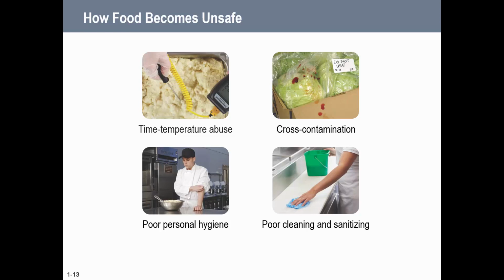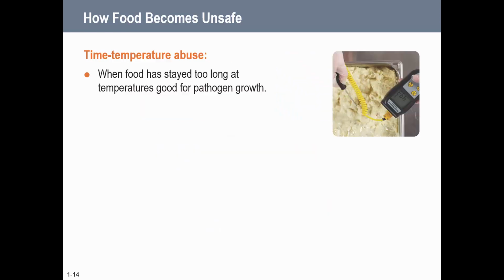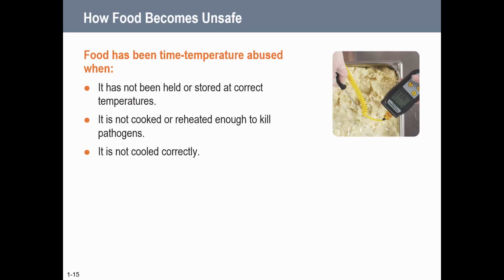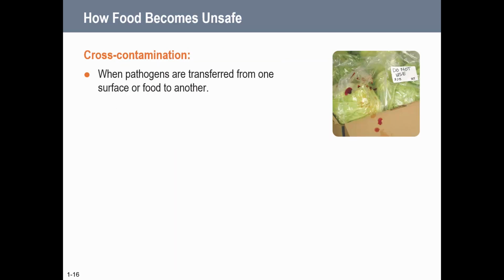Time temperature abuse, poor personal hygiene, poor cleaning, all of those things can matter. So again, when food stays too long at temperatures where pathogens grow well, that is considered time temperature abuse. So if it's not been held or stored at the correct temperature, cooked or reheated enough, or cooled correctly. And so we'll talk more about what that looks like in later chapters as well.